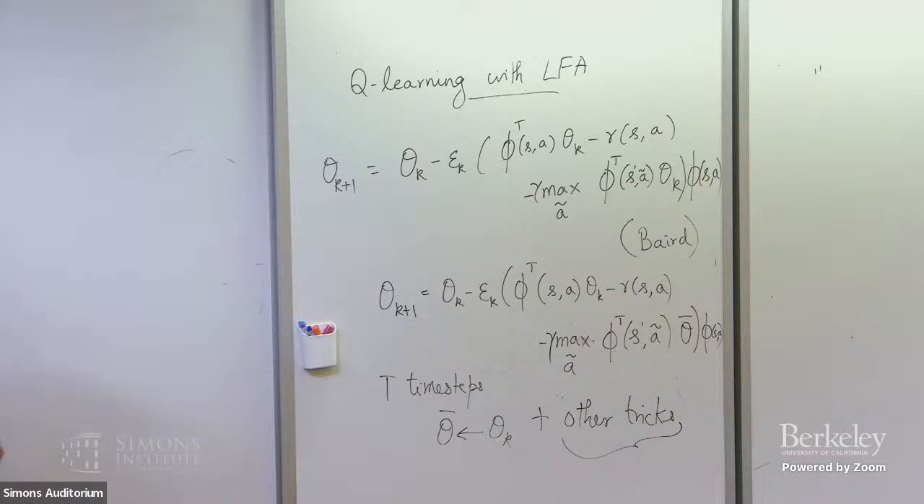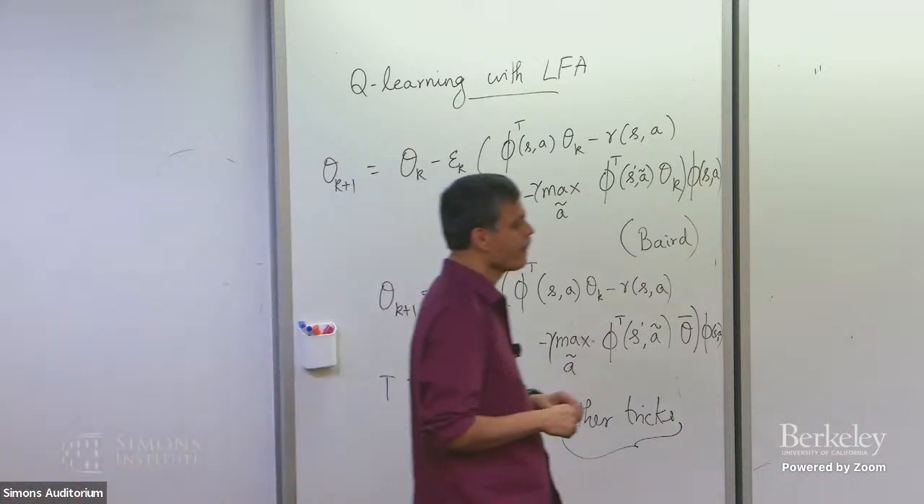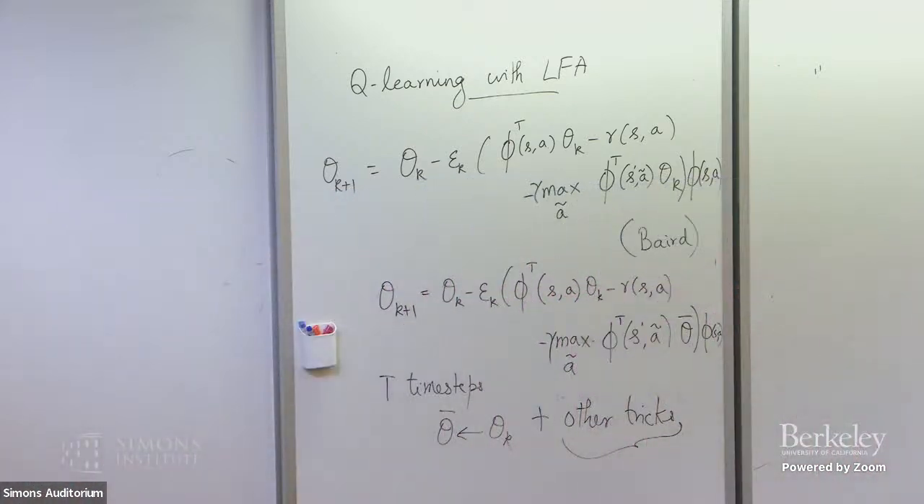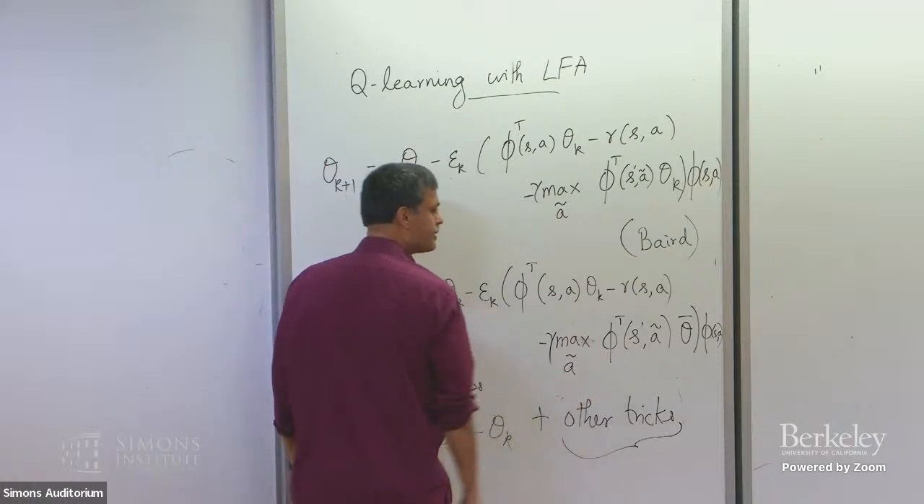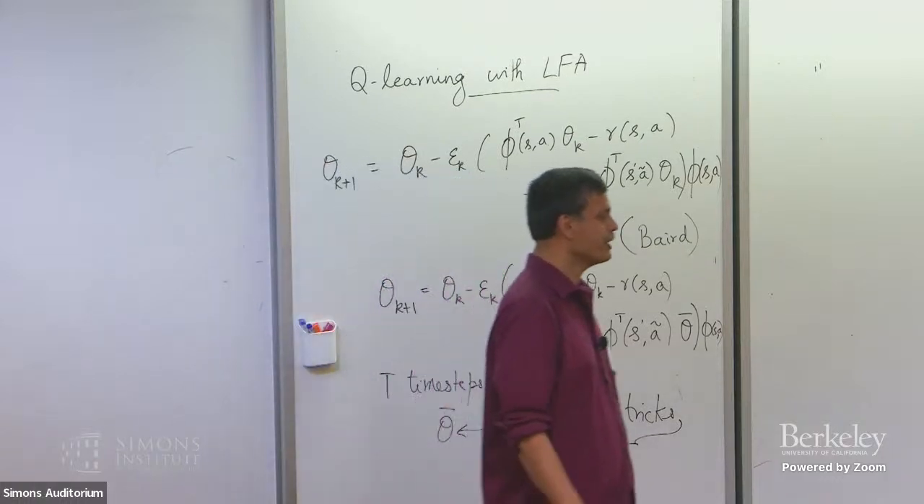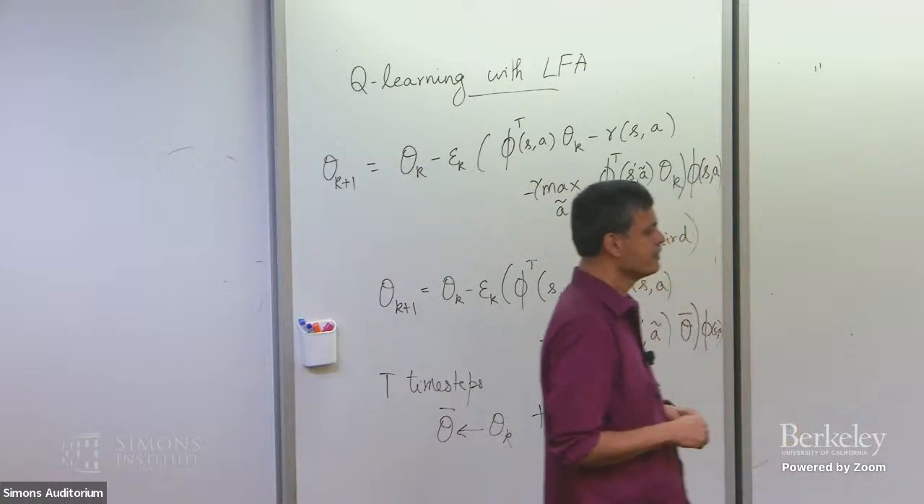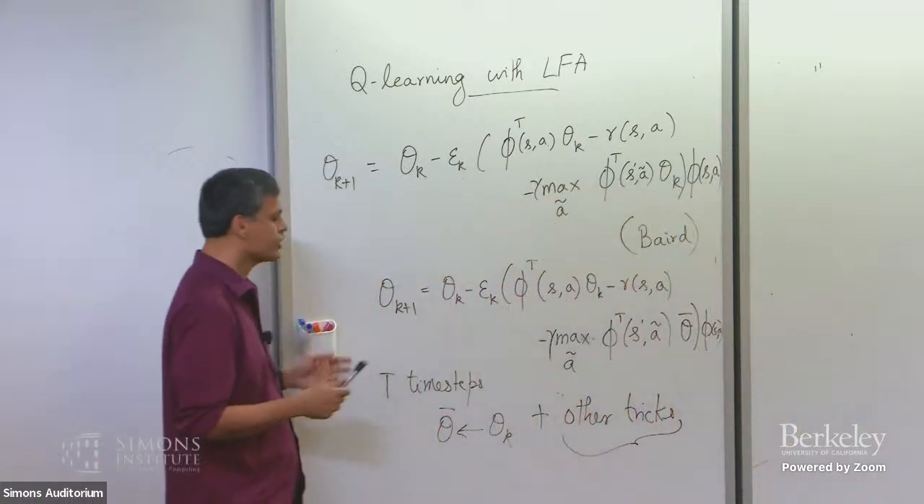Good question. Yeah. What is big T? How do you choose? Oh, yeah. So when you do finite time bounds, the bounds will depend on T. I see. So it's a parameter. Yeah, it's a parameter. Choose it to make your errors small.